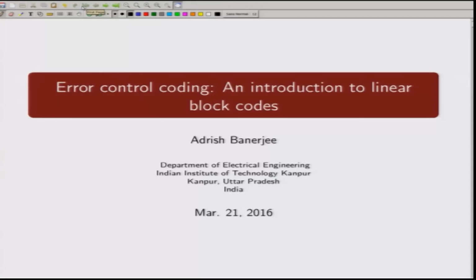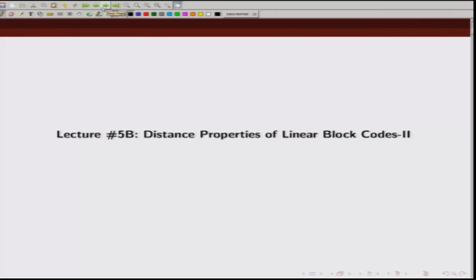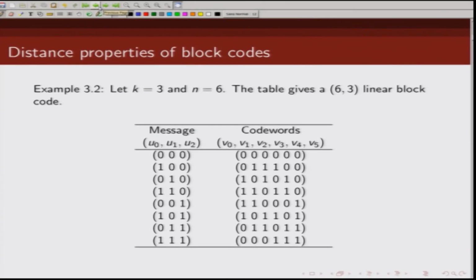Welcome to the course on error control coding and introduction to linear block codes. In this lecture, we are going to talk about what we mean by weight distribution of a linear block code, and then we are going to talk about how the error correcting capability and error detecting capability of a linear block code depend on the minimum distance of a code. So, we will continue our discussion on distance properties that we started last time.